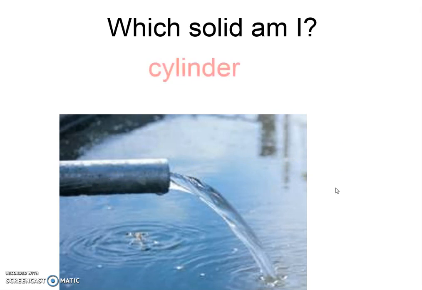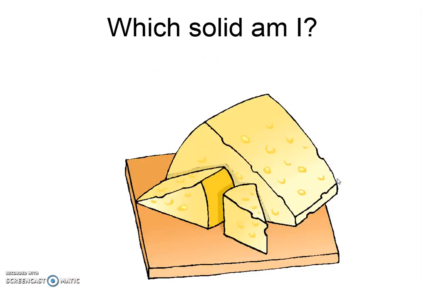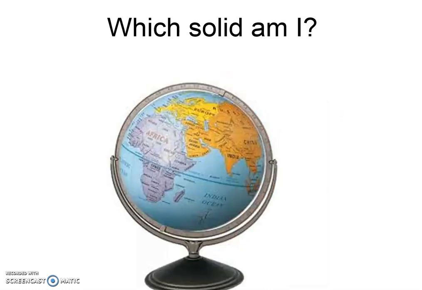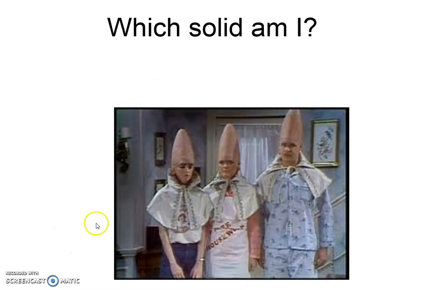Water's coming out of a pipe, which is a cylinder. This one's kind of tough to see, but right there is pretty much a triangle on this end, and also on the other end. So it's a triangular prism. Put the snow in the cone, and the Earth globe would be a sphere. People here are cone heads.